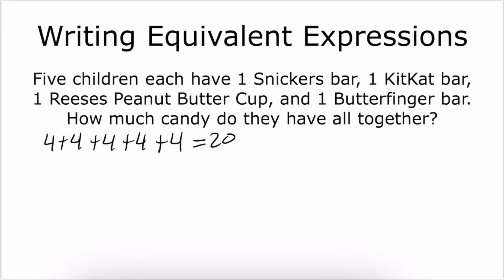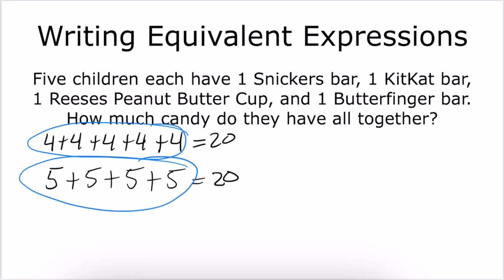But other students might think about it differently, and they might think of it as, well, I have 5 Snickers bars and 5 Kit Kat bars and 5 Reese's and 5 Butterfingers. And so that's why it equals 20. And when you come back for a whole group discussion and you talk about the different strategies that the students use to solve this problem, you can have a conversation about, why is it that this is equal to this? Like, why did those two things give us the same answer?